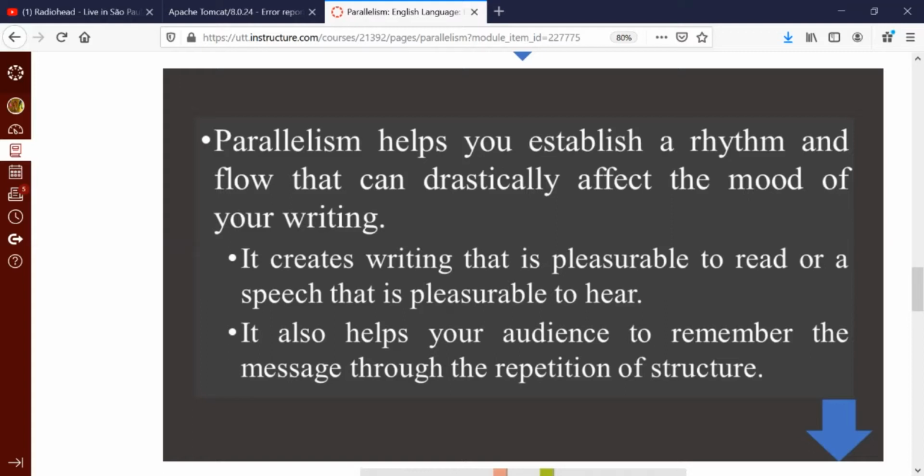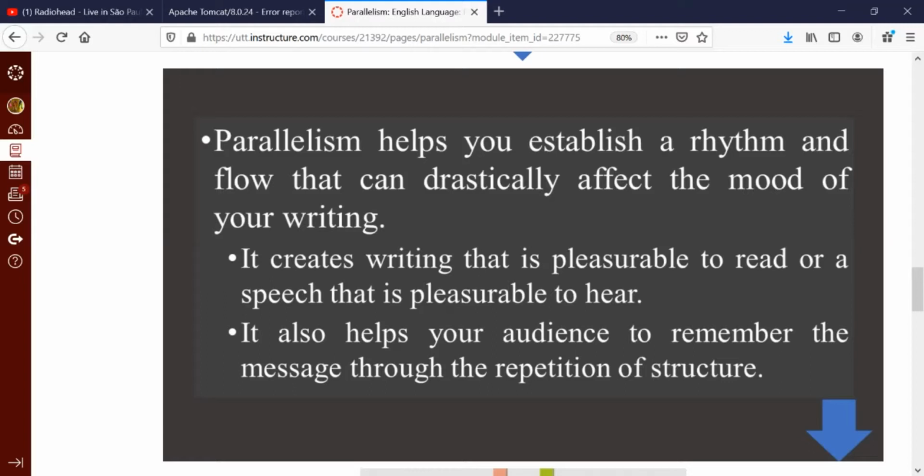Parallelism also helps you remember, so it helps the audience remember the message, because once again, that rhythm. So think about it this way: it's easier to remember a song than to remember a random speech. It's easier to remember a poem that rhymes, for example, than to remember a quote of prose. And that's partly because there's a rhythm there that we latch on to, and we can learn the words using the rhythm.